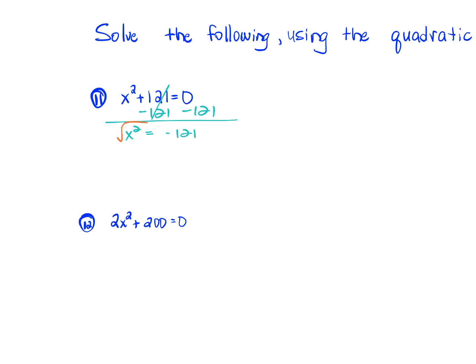From here, you would take the square root of both sides, and you do have that negative underneath. So when you take the square root of 121, you've got to remember you're taking the square root of both sides. So it's going to be plus or minus, and your answer is going to include an i. So you're going to have x is equal to plus or minus 11i.